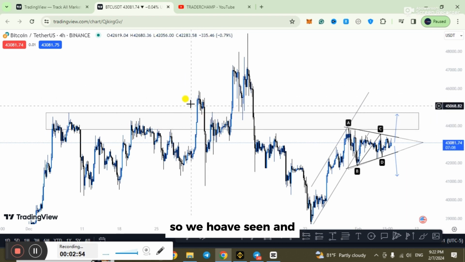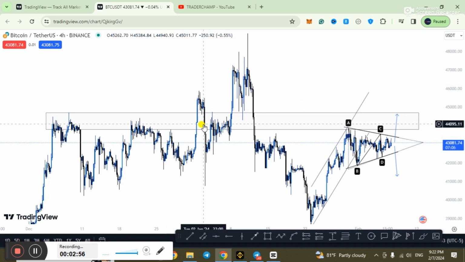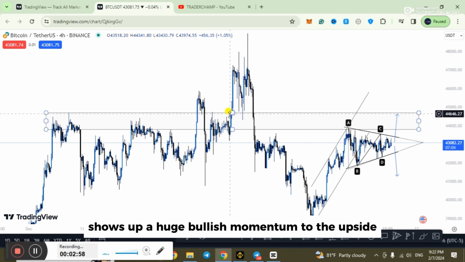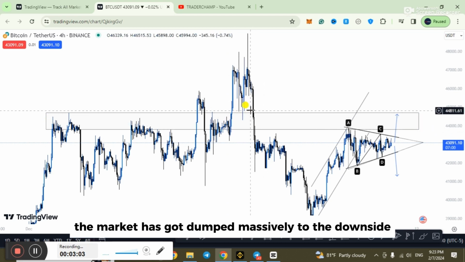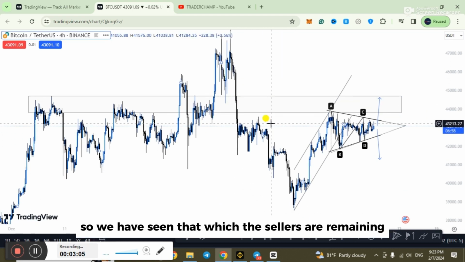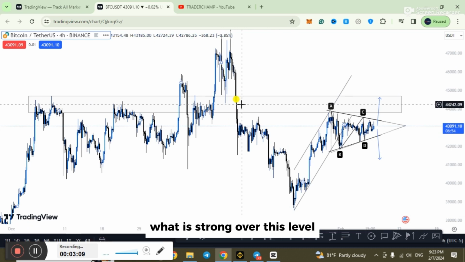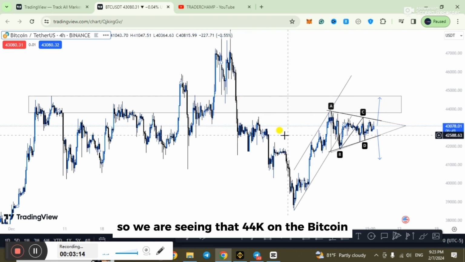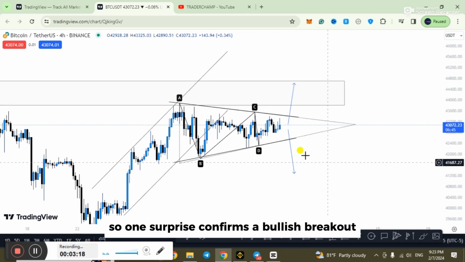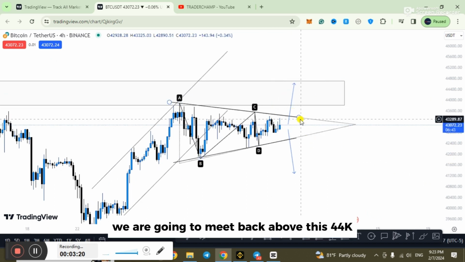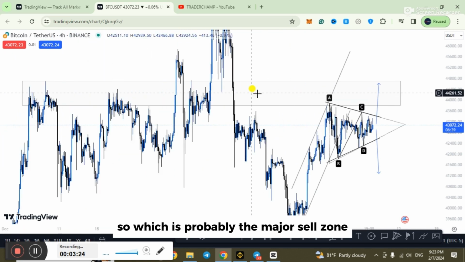We have seen that even when the price showed huge bullish momentum to the upside, breaking above this resistance level, the market got dumped massively to the downside. So the sellers remain very strong over this level. We are seeing that 44k on Bitcoin is a major sell zone. Once the price confirms a bullish breakout, we are going to meet back above this 44k, which is probably the major sell zone.